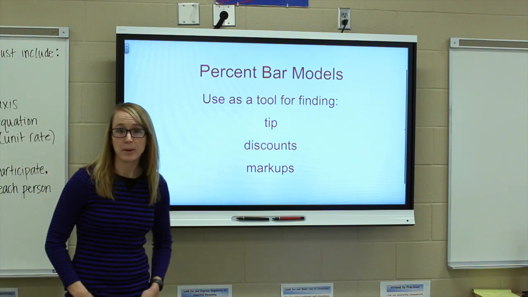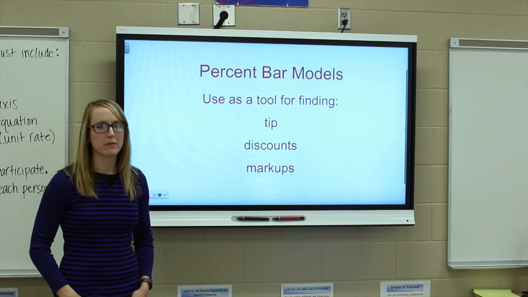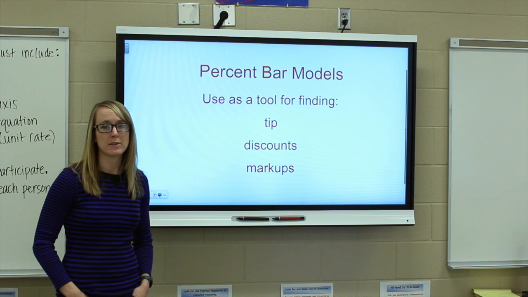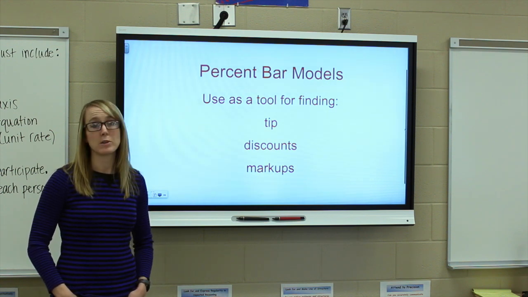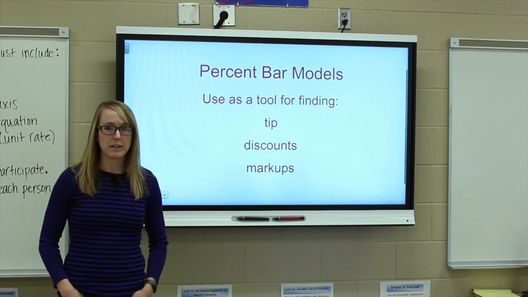Something called percent bar models, which I really like because they're a really visual way to figure out discounts. Like if you're at a store and you find out that there's a sale, you could use a percent bar to figure out what your discount is. You could use it to figure out tip or markup, which we'll talk about in a few minutes.